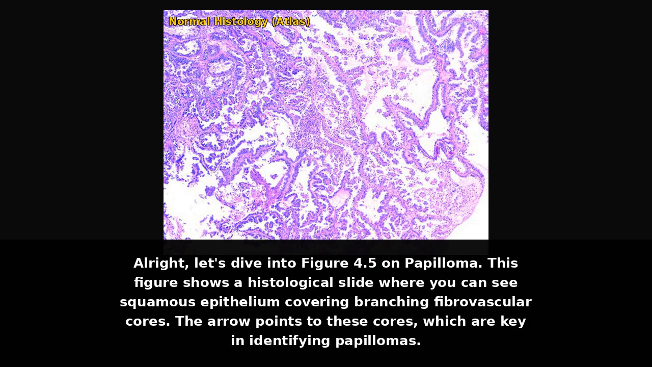All right, let's dive into figure 4.5 on papilloma. This figure shows a histological slide where you can see squamous epithelium covering branching fibrovascular cores. The arrow points to these cores, which are key in identifying papillomas.